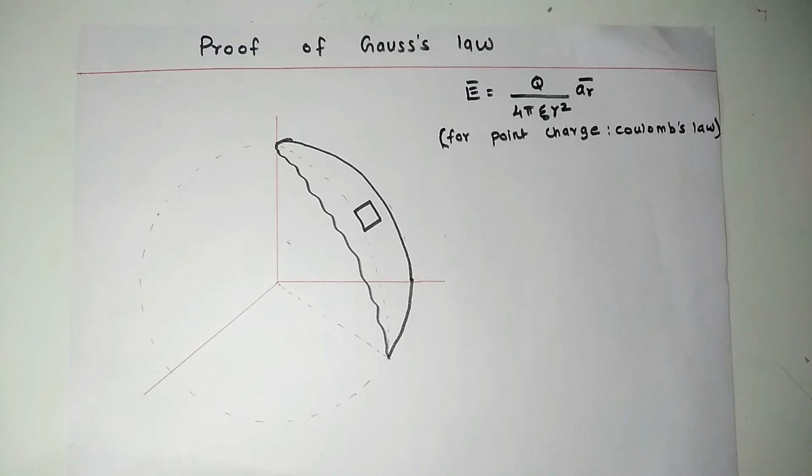Hello viewers. In this lecture video, we are going to prove Gauss law. To prove Gauss law, a basic understanding of spherical coordinate system is necessary. Now let us consider a point charge Q placed at the origin of a spherical coordinate system.